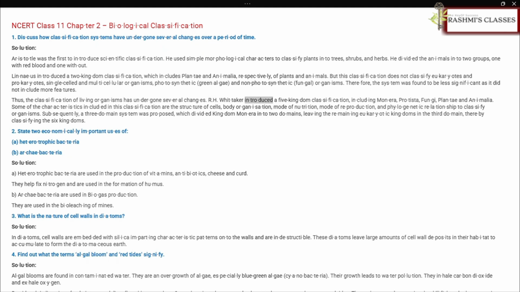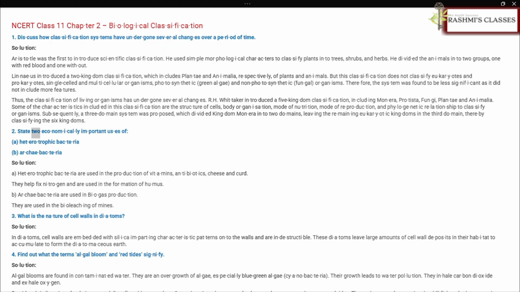R.H. Whittaker introduced a five-kingdom classification, including Monera, Protista, Fungi, Plantae, and Animalia. Some of the characteristics included in this classification are the structure of cells, body organization, mode of nutrition, mode of reproduction, and phylogenetic relationship to classify organisms. Subsequently, a three-domain system was proposed, which divided kingdom Monera into two domains, leaving the remaining eukaryotic kingdoms in the third domain, thereby classifying the six kingdoms.